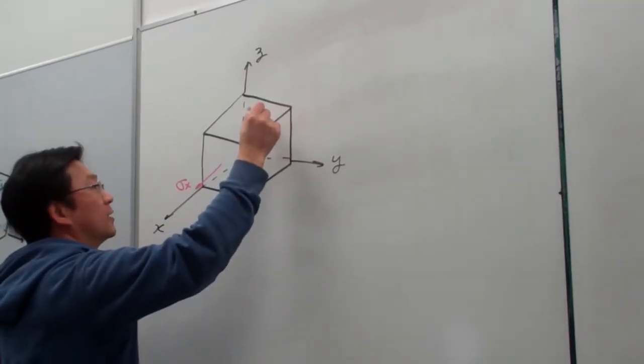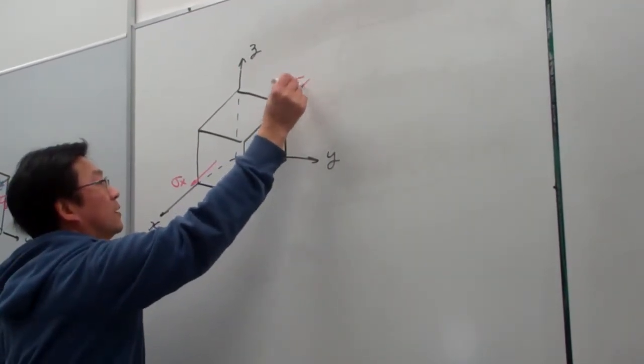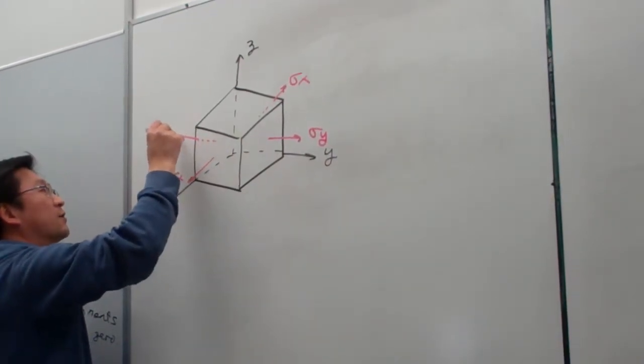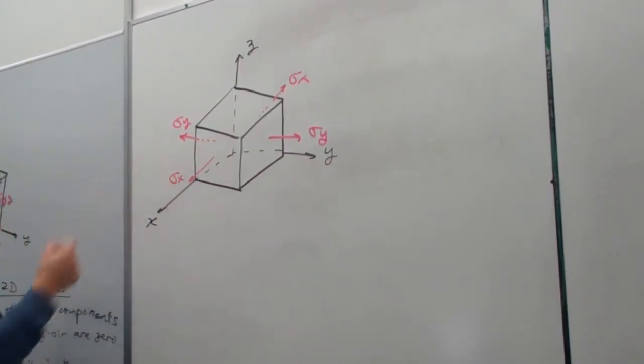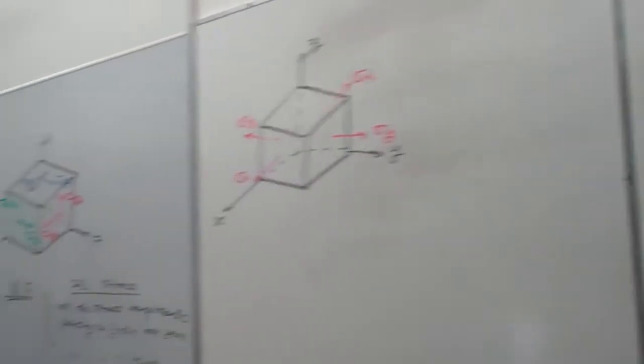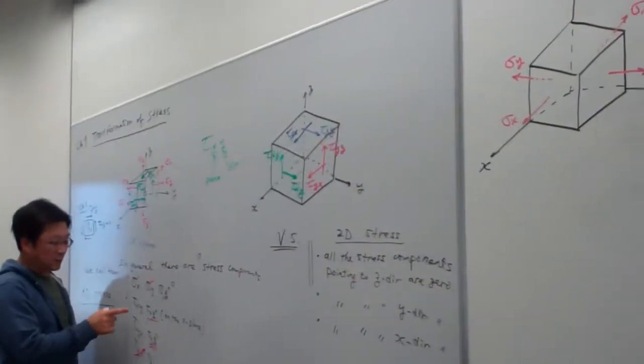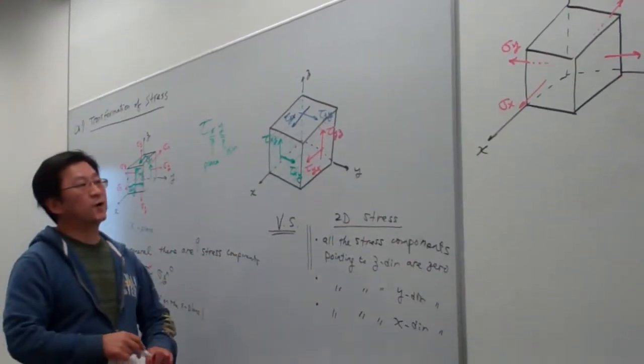And here on the back, sigma y, and on the back, sigma y. Those are the normal stress, normal to the surface. And then we fix this, tau xy. What is tau xy?